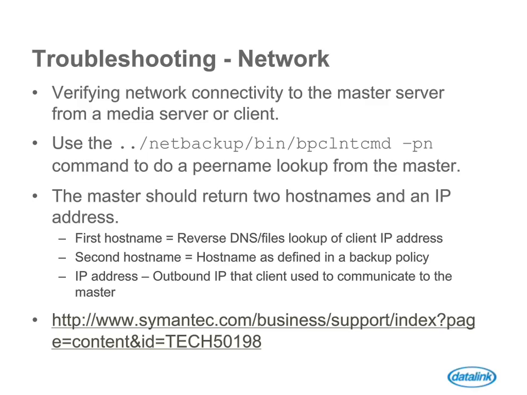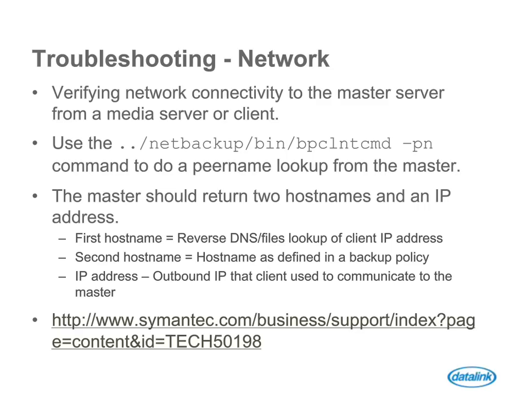And then other things for troubleshooting network connectivity, we talked about earlier, the bpclntcmd command with a -pn option. What that does is it'll do a peer name lookup from the master. If you run this from a client, it'll ask the master, okay, who am I? And the master will report output in three or more columns.